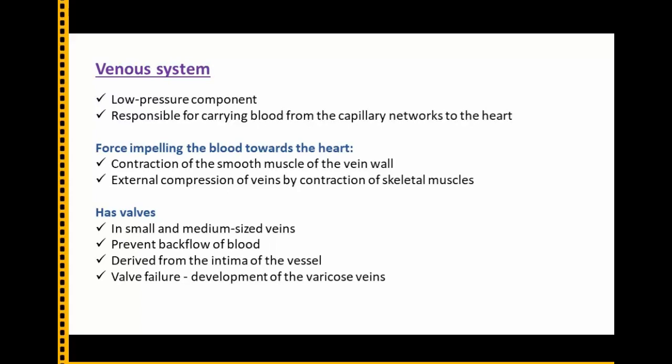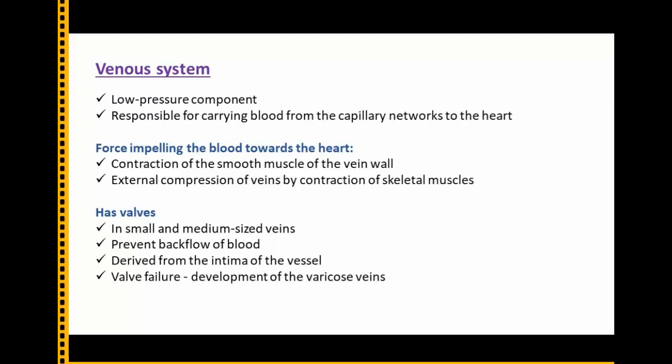The venous system is a low pressure component. The arterial system is a high pressure component because it gets that pressure directly from the heart. The venous system gets blood from the microcirculation, so it is a low pressure component and it is responsible for carrying blood from the microcirculation to the heart.